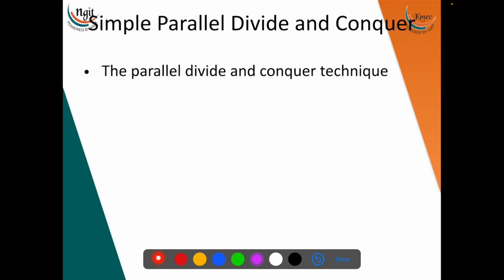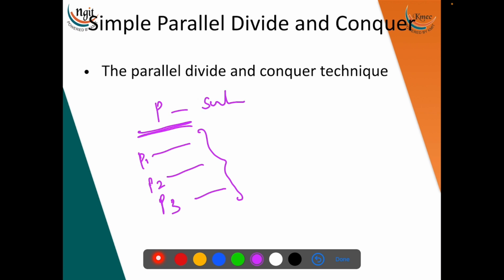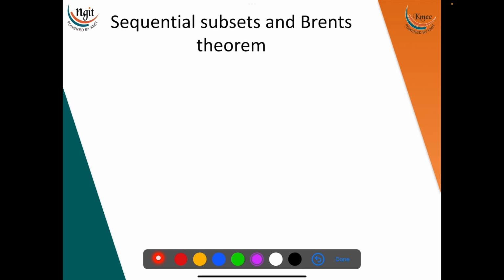Now let's talk about simple parallel divide and conquer. The parallel divide and conquer technique is as follows. Given some problem P, divide the problem into a small number of subproblems similar in structure to the original problem but smaller in size, and then solve each subproblem recursively in parallel. For efficiency, the subproblem solutions should merge quickly in parallel once the parallel recursive calls return. So one important point is: if P is sorting, you cannot do another operation in P1, P2, P3. Next, sequential subsets and Brent's theorem.